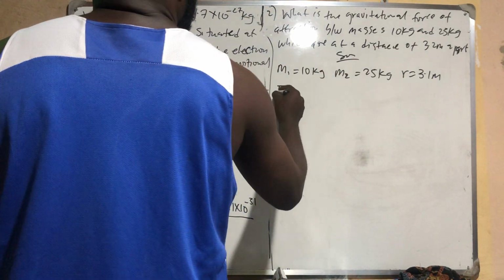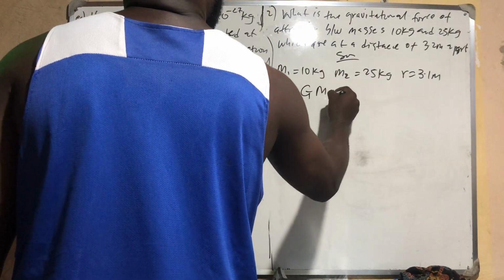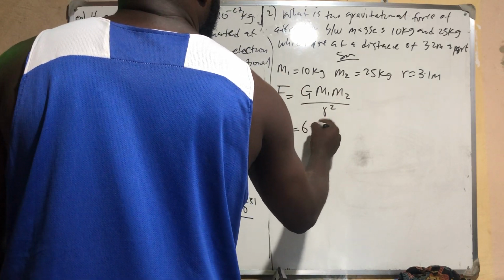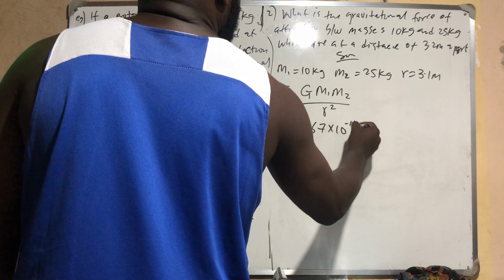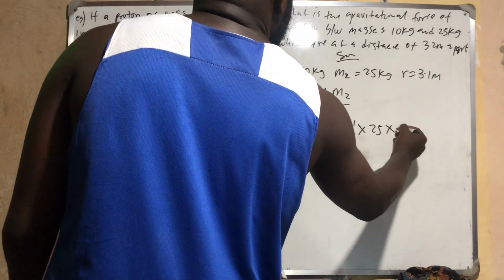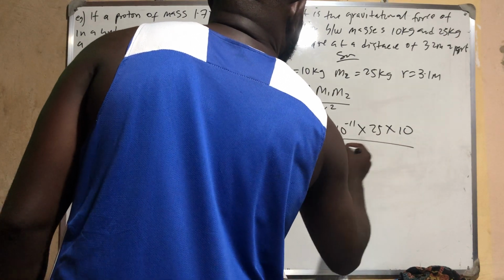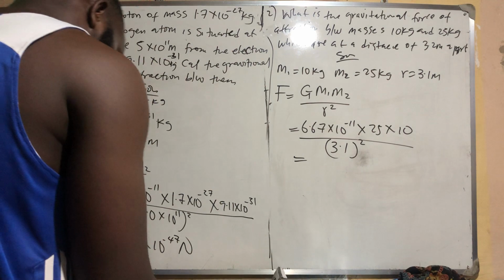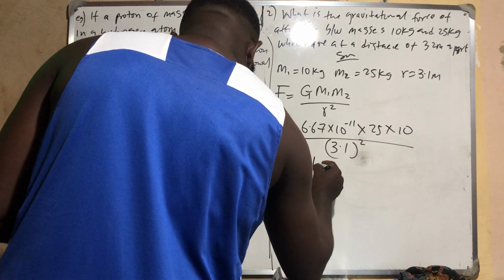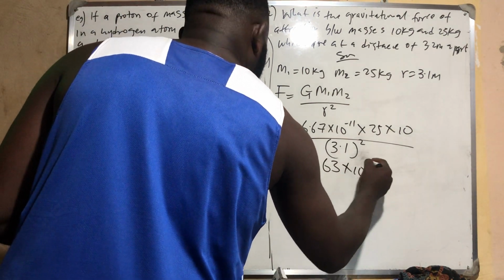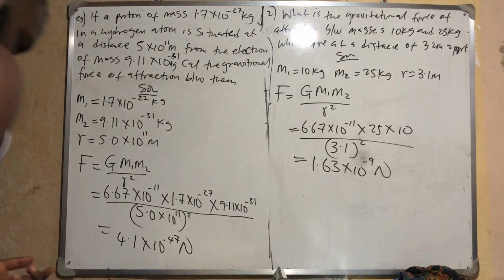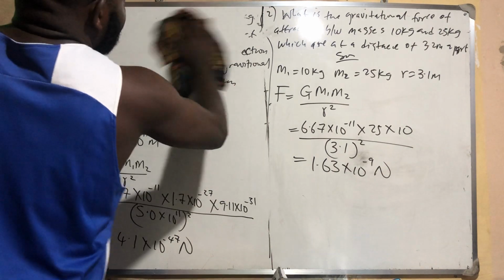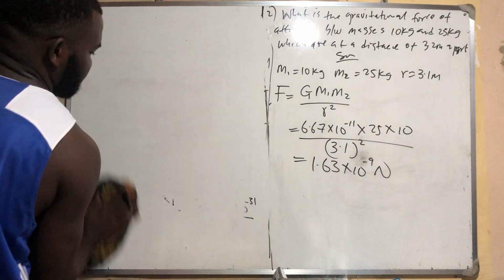I know that my F is equal to G M1 M2 all over R squared, which is my G, always 6.67 times 10 raised to power minus 11, times my 25 times my 10, all divided by my 3.1 all squared. So if you punch everything you calculate, you have 1.63 times 10 raised to power minus 9 Newton. Okay? So the next question, question number 3. These are very cheap questions.